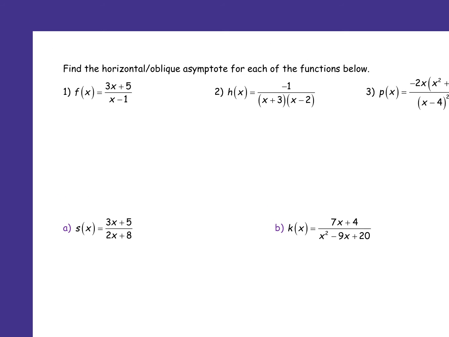I know that if m is less than n, then y equals 0. If m equals n, y equals a over b. And if m is greater than n, it's long division, my favorite thing to do. Those are the 3 cases that I have.